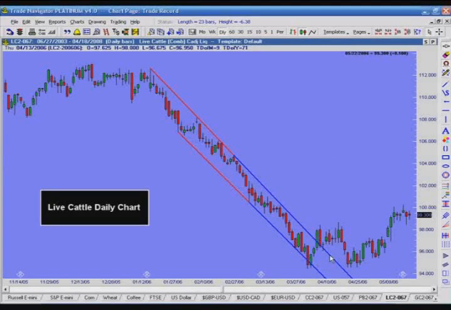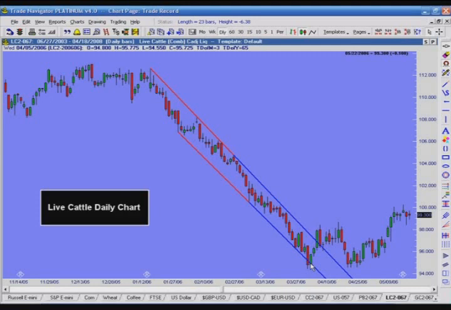So thereby, we want to focus on the close in the violation of the inside channel line, but on the outside channel line, which is the one to the left, we want to exit once it's touched or violated, and particularly if it shows any indication of a change in direction, as we see with this green candle right here. So basically, that sets up the exit.